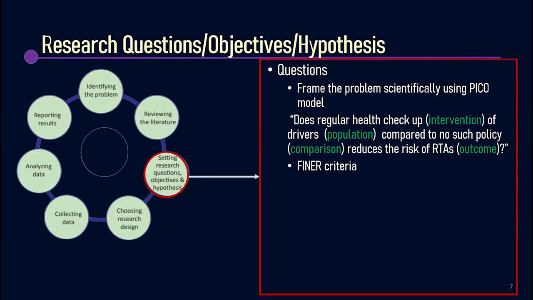Another recommendation is that when you make a research question, you use the FINER criteria. F means feasible, I means interesting, N novel, E ethical, and R is relevant. We'll be discussing this in detail in subsequent videos. Next is the objective. Objectives should be formulated using SMART criteria. S means specific, M measurable, A achievable, R relevant, and T time-bound.